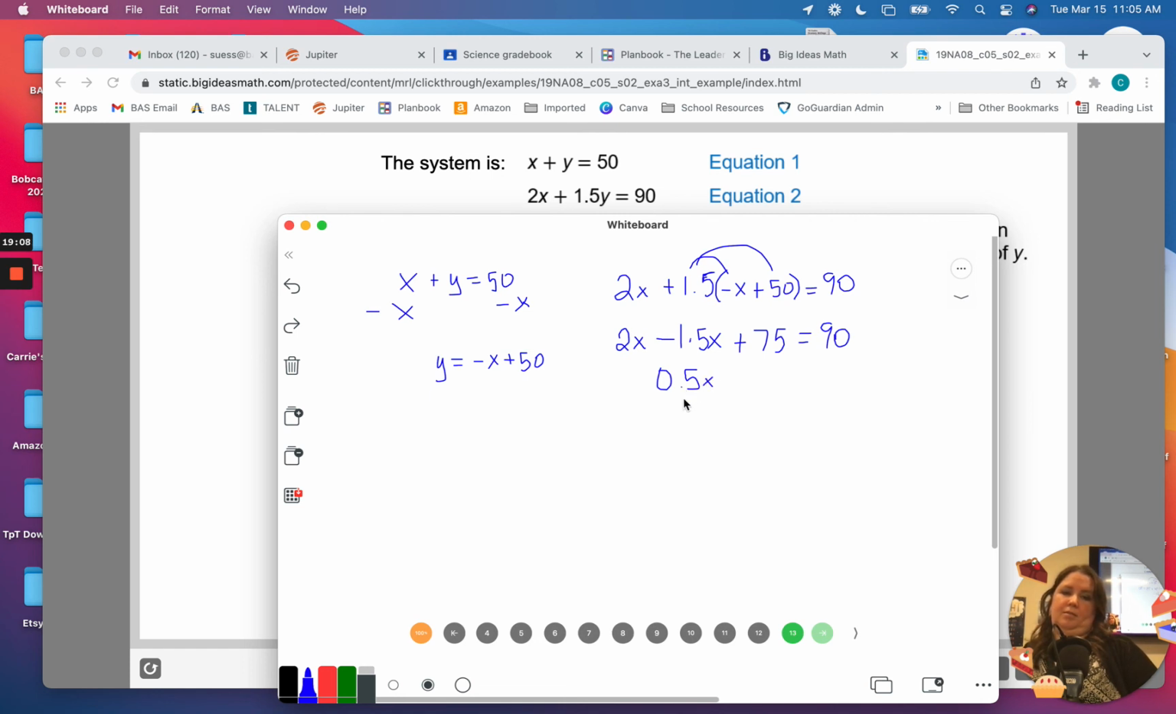It does not like me writing decimals. There, that's a decimal, sure. Equals 90. Now how do I get x by itself? Oh wait, I forgot to subtract 75. Minus 75, plug it in there. So what's 90 minus 75? Oh, I heard a lot of different answers there. 15. Okay, and then get x by itself by dividing by 0.5. What's 15 divided by 0.5?